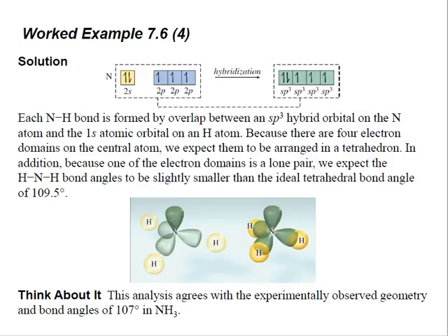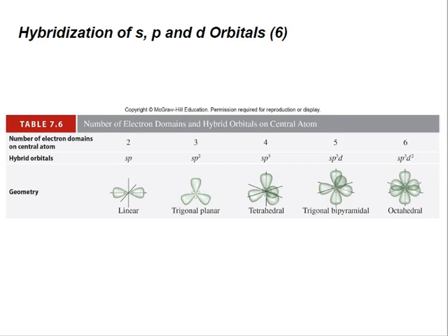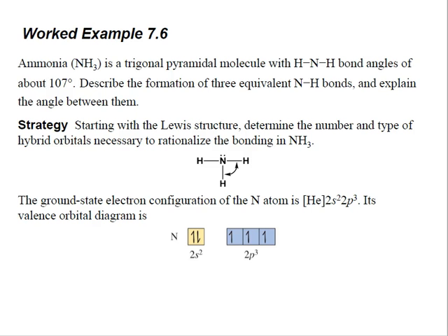All right, so our next one, and I got moved around here, 7.6. Ammonia, which has the chemical formula NH3, is a trigonal pyramidal molecule with a hydrogen-nitrogen-hydrogen bond angle of about 107 degrees. Describe the formation of 3 equivalent nitrogen-hydrogen bonds and explain the angle between them. And we'll also do hybridization, since I just mentioned that as well.